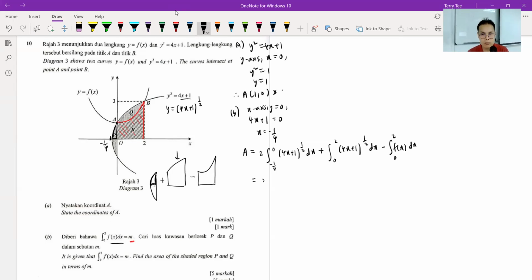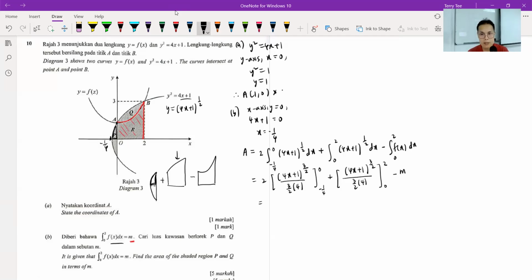Okay, so when we integrate this, remember when you have a composite function, we copy the bracket, increase the power by 1, 3 over 2, divide by the increased power, and differentiate inside the bracket. This is from negative 1 over 4 to 0. Second one, same thing, we just copy. It's the same integration, just a different limit. This is 3 over 2 times 4, from 0 to 2. This one is just m.